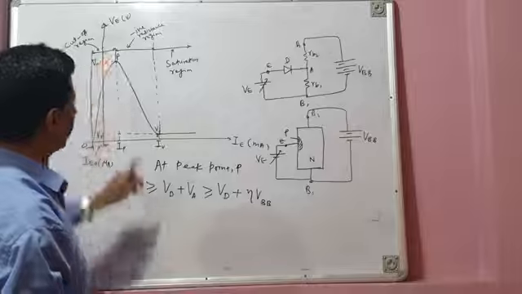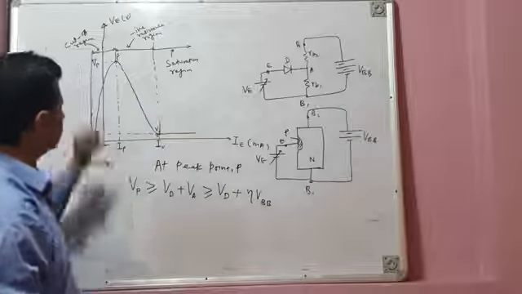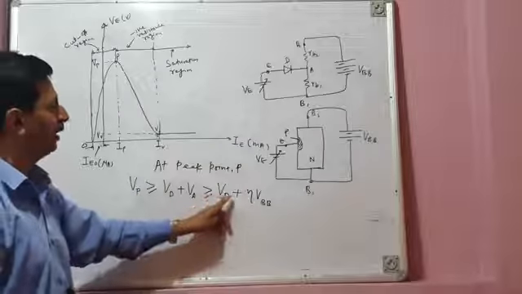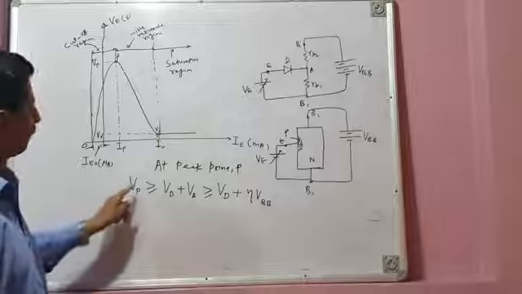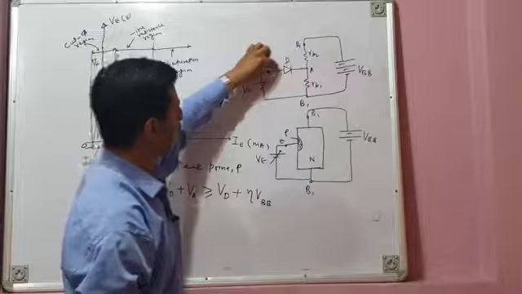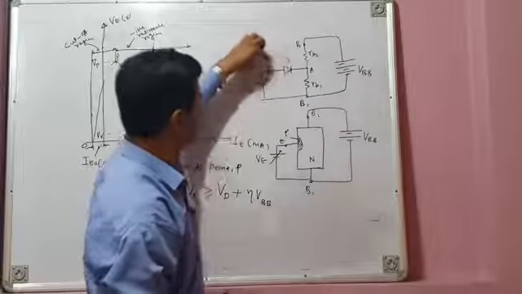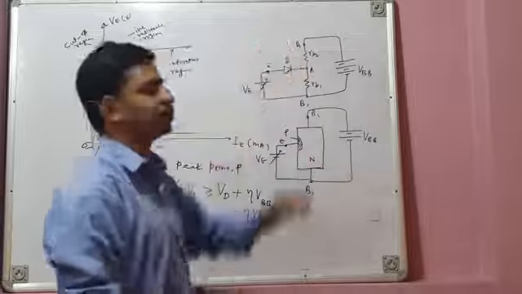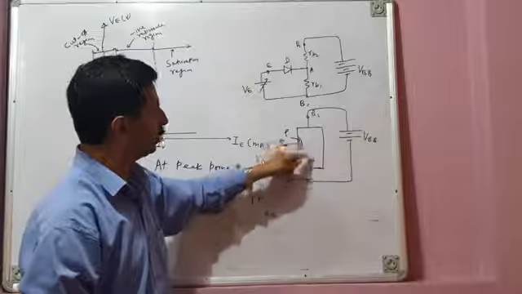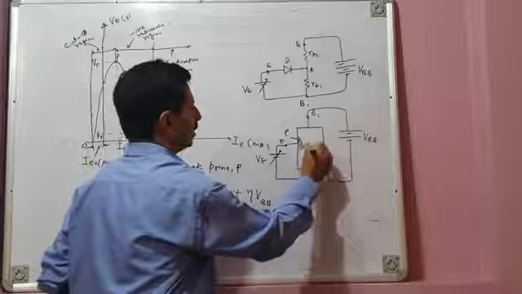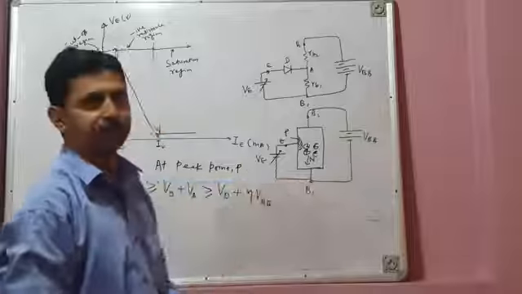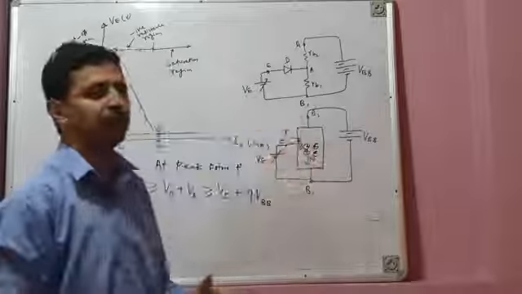So at peak point, what happens? The peak point voltage Vp becomes equal to Vd plus Va. That is, it becomes equal to or greater than Vd plus eta VBB. And we know when Vp is greater than Vd plus eta VBB, this VE is more than Va. That means this PN junction is forward biased. And then when this PN junction is forward biased, there is injection of holes from P to N. And these holes, when they are injected here, they are attracted, they move towards the bottom. They move towards B1. And when they move towards B1, they form a conducting channel.